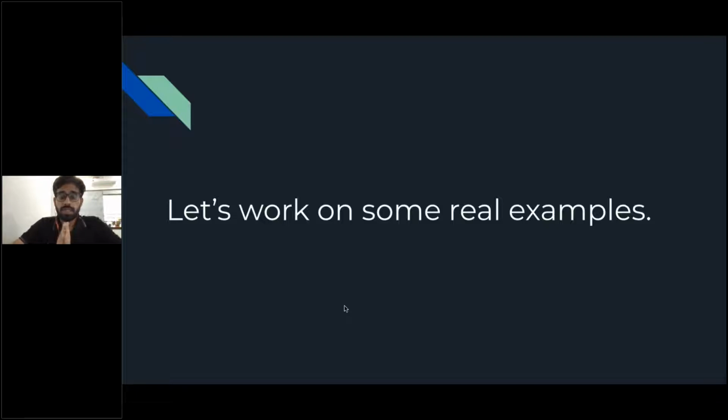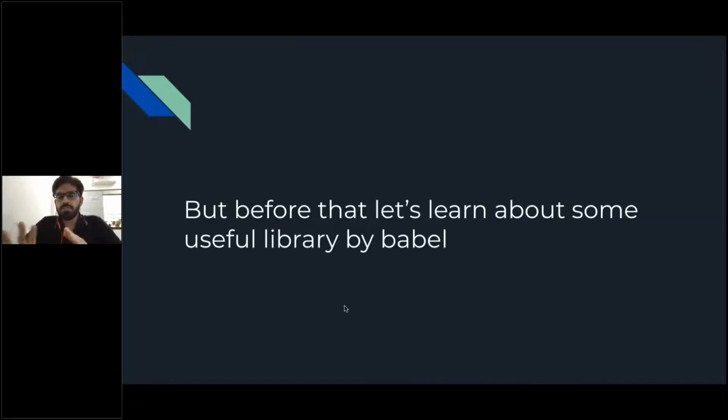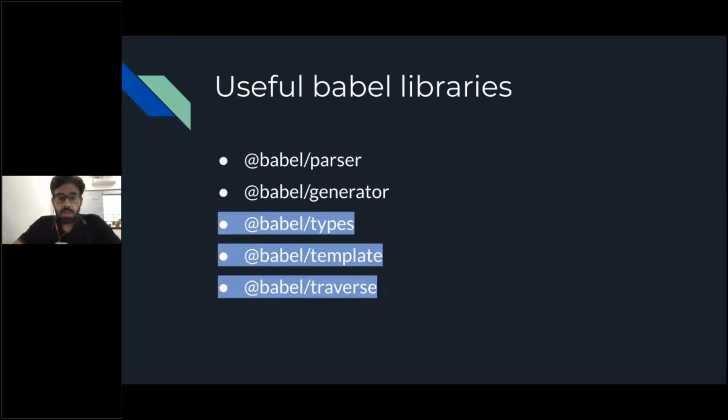So let's work on some real examples. But before we do that, there are some useful libraries by Babel which we should know about. It would be easy for us to code a Babel plugin because there are a lot of utility libraries provided by Babel which reduce a lot of manual coding. The ones I've highlighted with blue are very important to us, and we'll be using these. Others are also important, the parser and generator, but the major usage will be of these three.